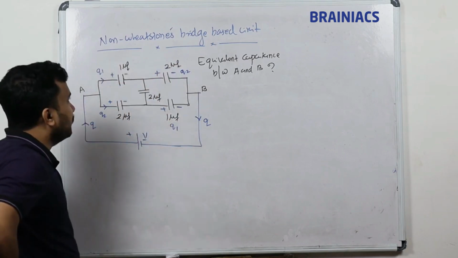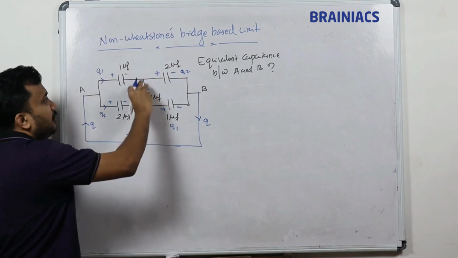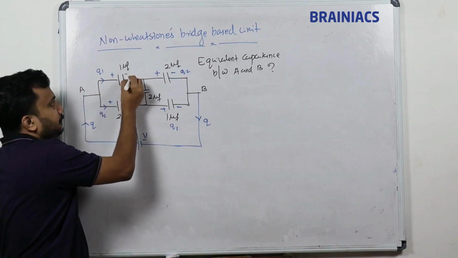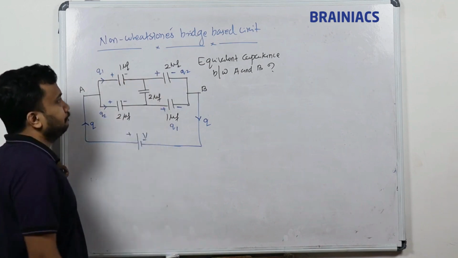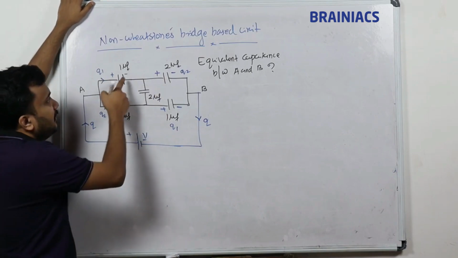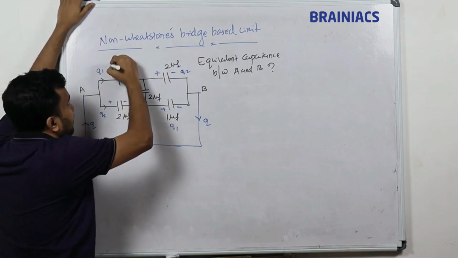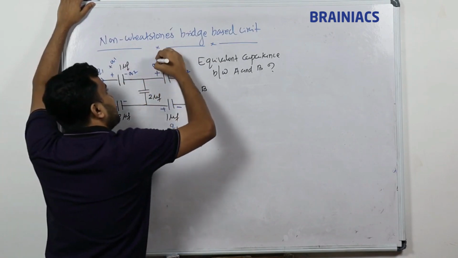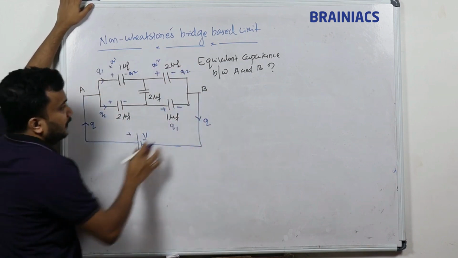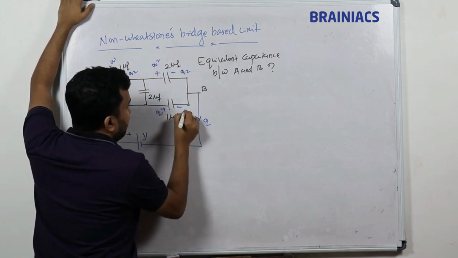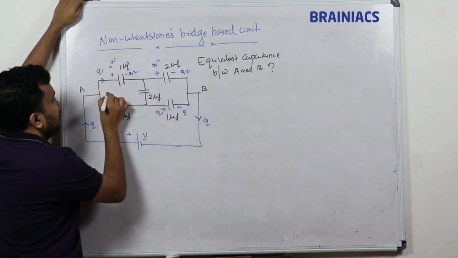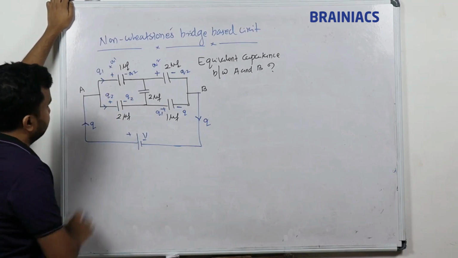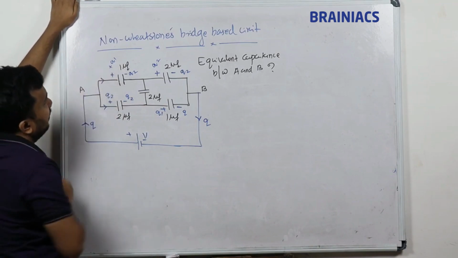Next, what is the polarity of this one? The 2 microfarad. We need that polarity also. Here it is Q1, here it is Q1, here it is Q2. Here I can mark plus Q1, minus Q2. Here I can say plus Q2 and this is minus Q2. Here plus Q1 and minus Q1. Here plus Q2 and minus Q2. Like this I am marking.